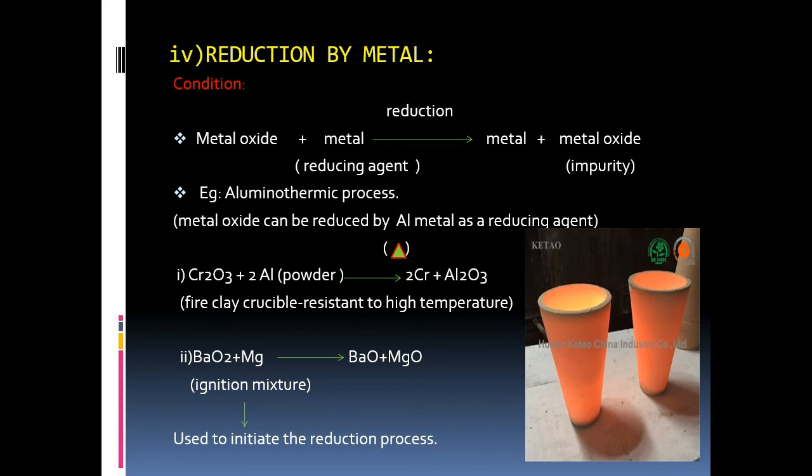Here the example is the aluminothermic process. In the aluminothermic process, a metal oxide is reduced by aluminum metal as a reducing agent. When we reduce a metal oxide using aluminum metal, it is called the aluminothermic process. Here we have taken the ore Cr2O3. Which metal should we get from Cr2O3? We have to get chromium. Along with that we have taken aluminum metal in powder form, 2Al, and we are heating. On heating we get 2Cr as the metal and Al2O3 as a metal oxide. This metal oxide is an impurity. We don't need it, but we got the metal 2Cr.